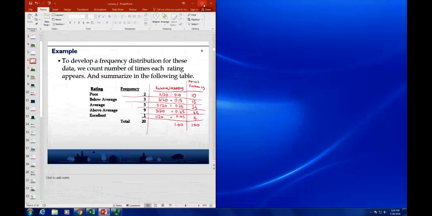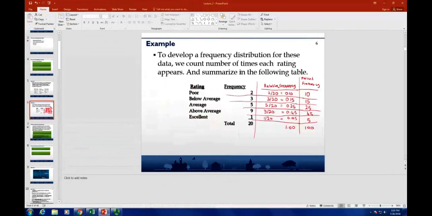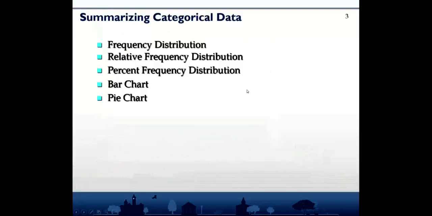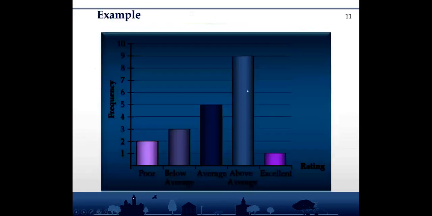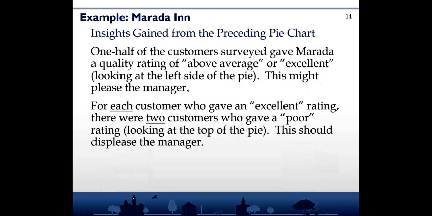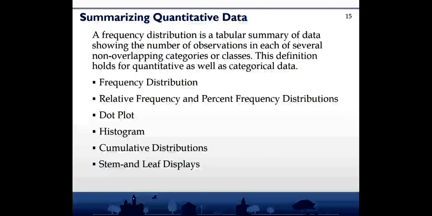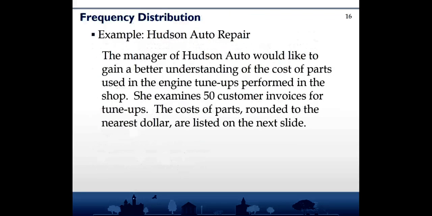Now we will discuss how to summarize quantitative data. So we can use frequency distribution, relative frequency, and percent frequency distributions. We have more alternatives for quantitative data. We can also use cumulative distributions, dot plot, histogram, and stem and leaf displays for quantitative data. And now we will start with the frequency distribution.